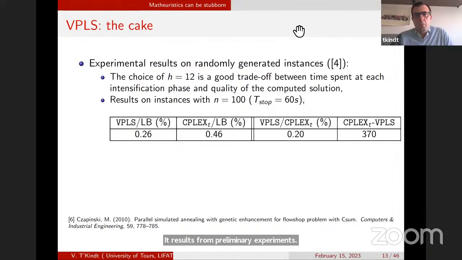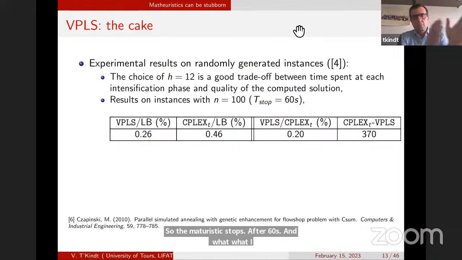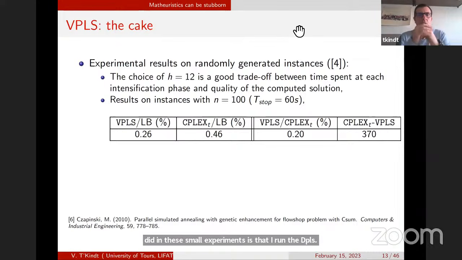I just put here a very simple table that corresponds to results obtained for instances with 100 jobs and with the time limit of 60 seconds. So the Matheuristic stops after 60 seconds. And what I did in these small experiments is that I ran the VPLS, the Matheuristic, and also ran a lower bound. And to validate the framework of the Matheuristic, I also ran Cplex, the solver, with the same time limit as the Matheuristic.